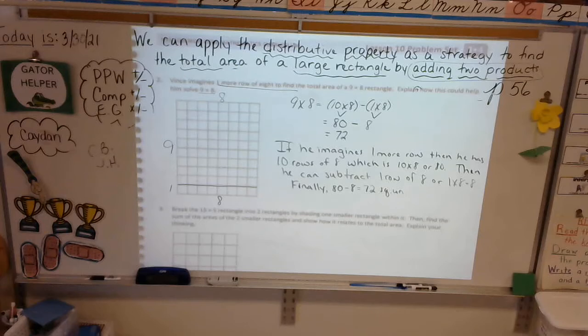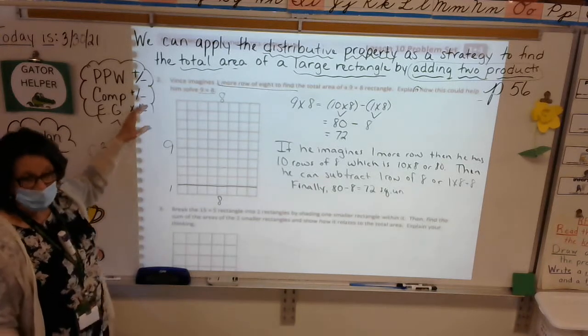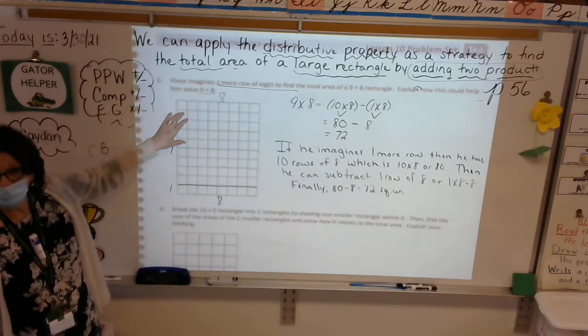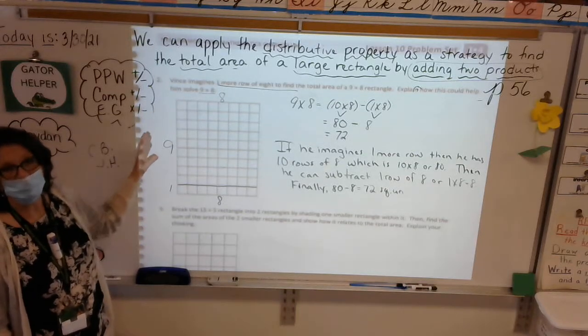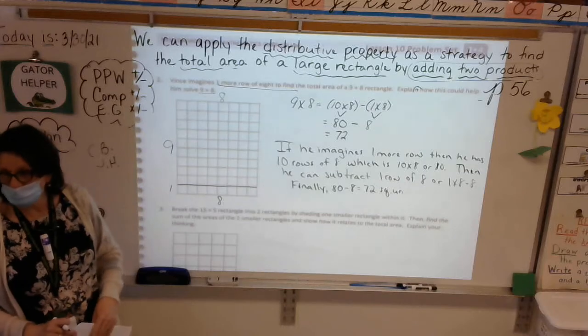So on all the other ones we've done so far, we took a big rectangle and we split it into 2 parts and then we added. This one is different. Why? Because we took a rectangle, we added a row, we found the area of the big one and we subtracted that row we added. So it's just a little different.